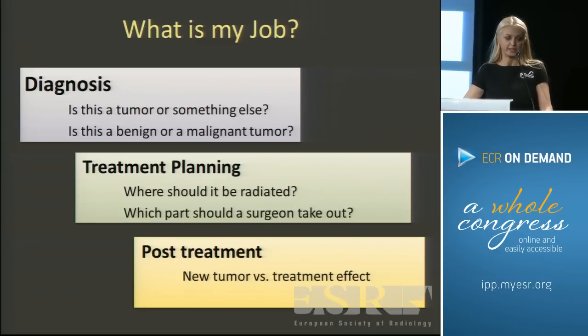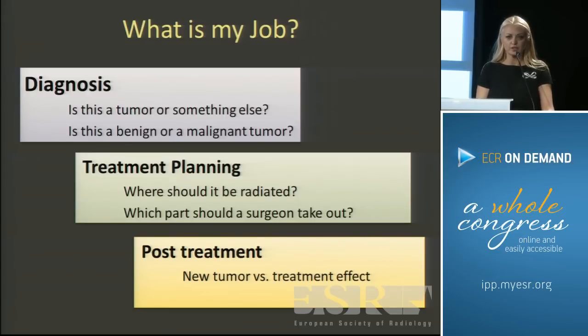Concerning treatment planning, a neuroradiologist is the one who will delineate the tumor from the peritumoral edema and exactly tell the clinician who will radiate it where is the place to radiate and which part of this tumor should be taken out. And finally, after treatment, I should be the one to tell them, is this a new tumor coming up, or is all what we see as abnormalities on MR or CT just a treatment effect?